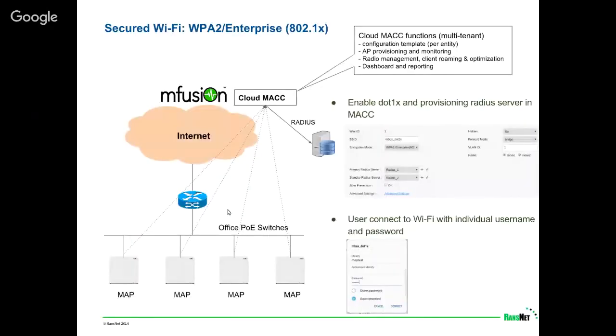Another, more sophisticated enterprise Wi-Fi mode: the provisioning of the AP is the same. Once the AP gets internet access with DHCP permitted by the firewall or router, it will auto-register with the cloud MACC. Under the template configuration, you will enable WPA2 enterprise and also configure a RADIUS server for the authentication of the user. In this case, the MACC will ask the external RADIUS server to validate the user credential when they try to hook onto the Wi-Fi, when they try to authenticate with the Wi-Fi.